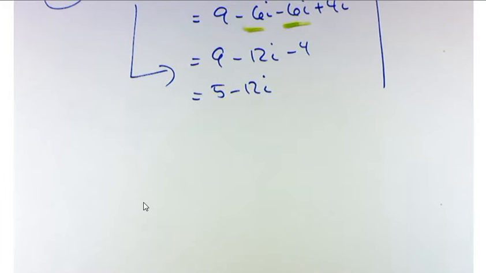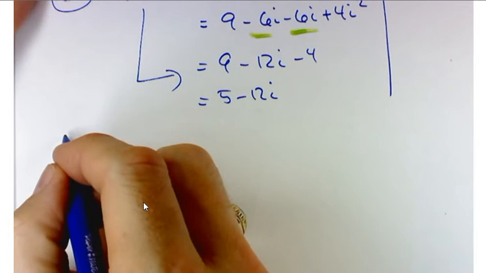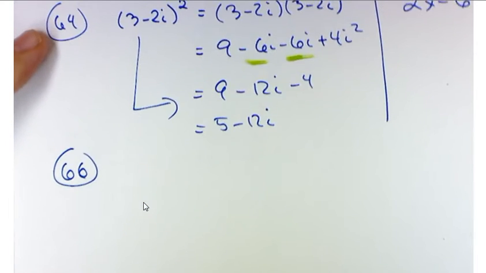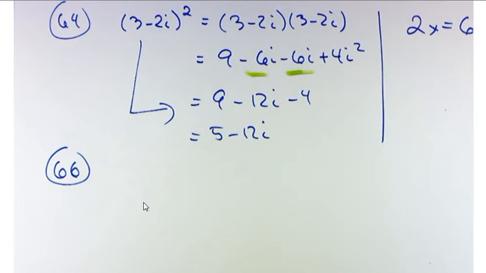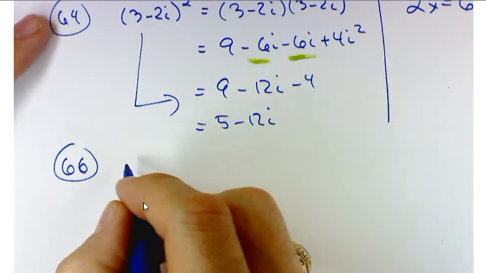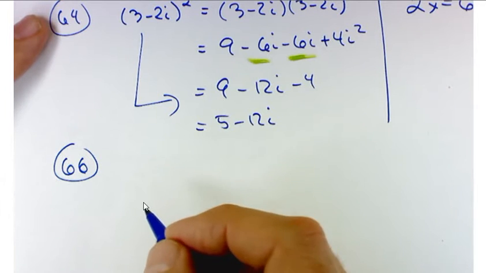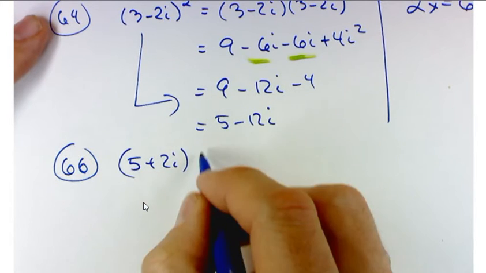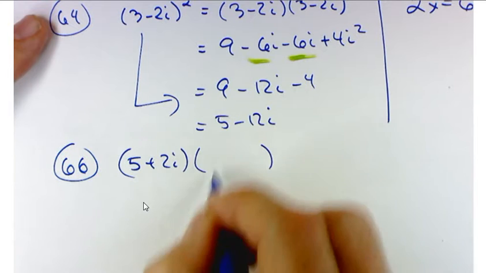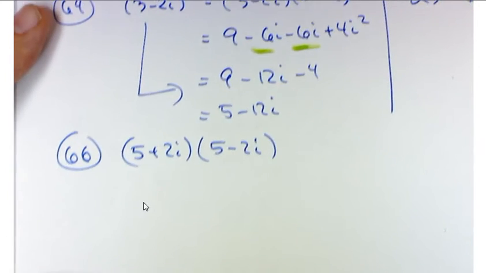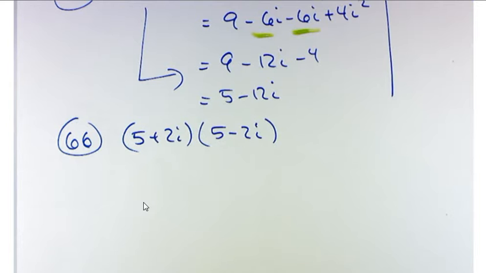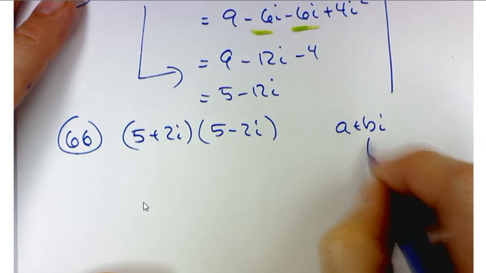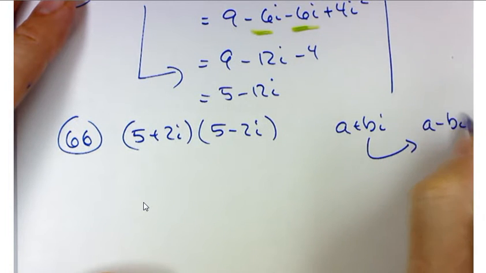Let's do a problem like this, 66. When you're working with complex numbers, like all binomial type expressions, they have what are called conjugates. So they want us to multiply a complex number by its conjugate. Well, in problem 66, the complex number is 5 plus 2i. Its conjugate is 5 minus 2i. So if a plus bi is a complex number, then its conjugate is a minus bi.